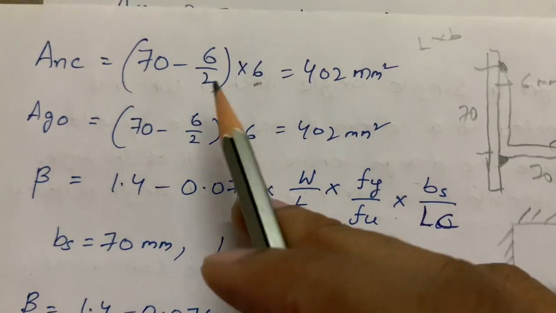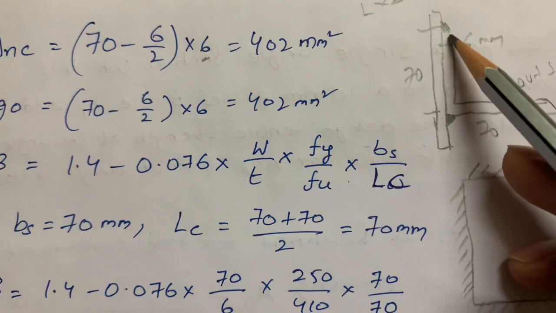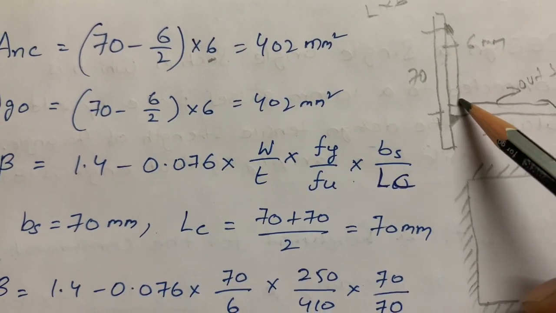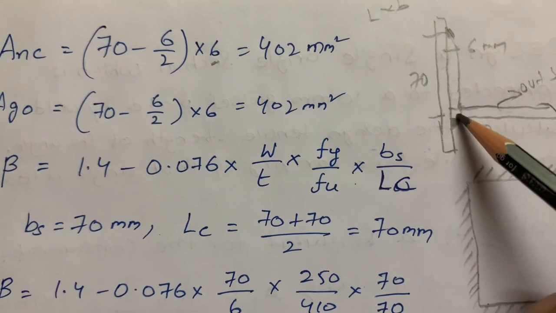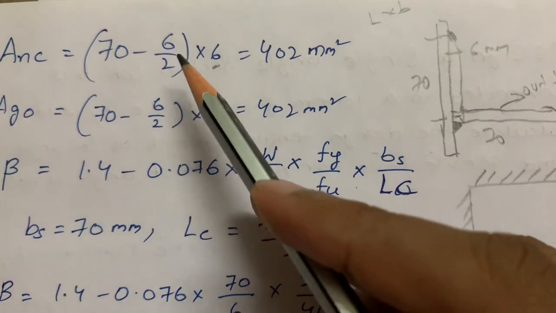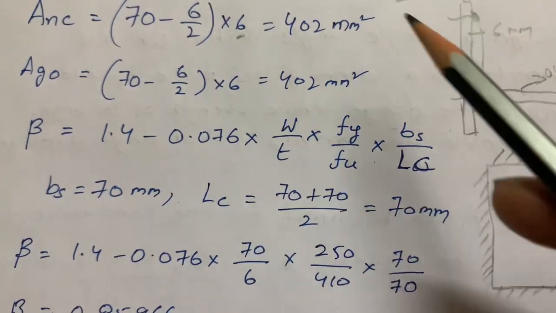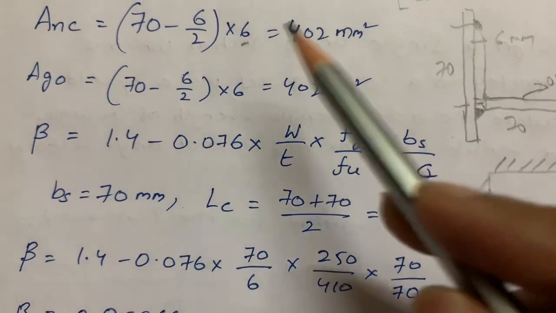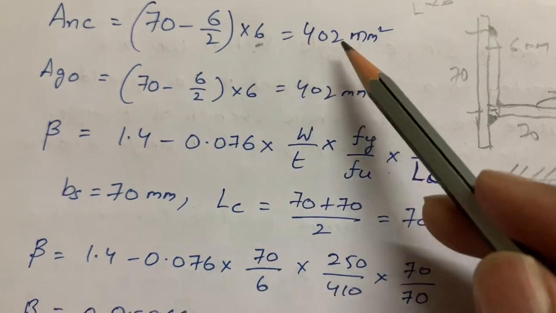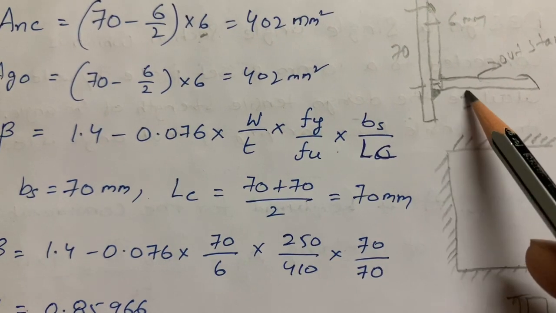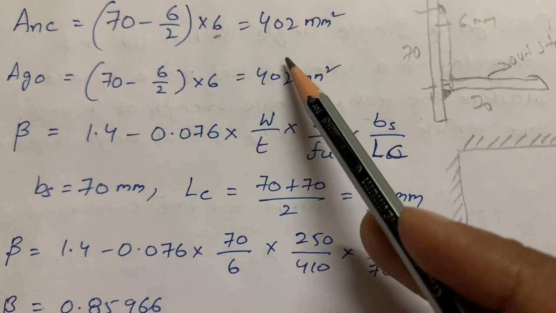That's why I'm writing like this. So total angle is 70 and this angle is also involved in this section. That's why I'm taking this 6 by 2. 70 minus 6 by 2, that is total length, length of this one, into B, that is thickness 402. Same for the outstanding leg also. Here both are equal, which means we got the equal value.